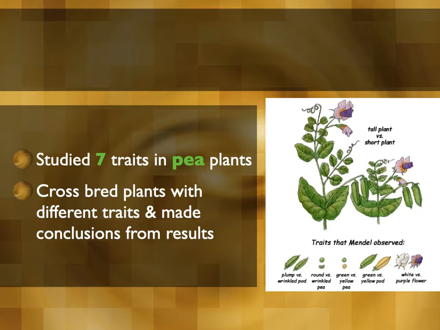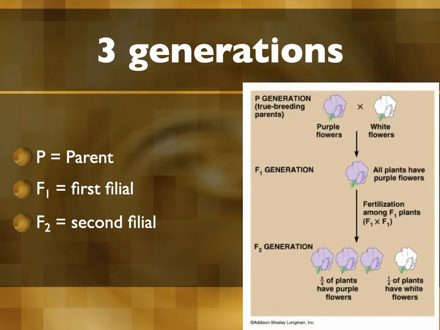He looked at plump versus wrinkled pods, and round versus wrinkled peas, and colors of flowers, and tall versus short. He came up with the idea of 3 generations: P standing for the first or parental, F1, which stands for first filial, and you can just call that the kids, and then the F2, the second filial generation, which you can just call the grandkids.